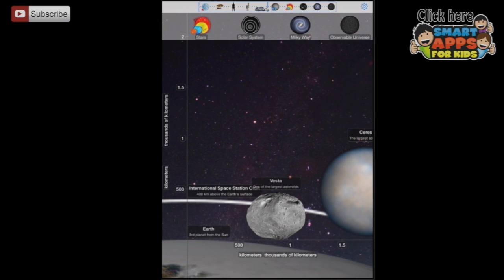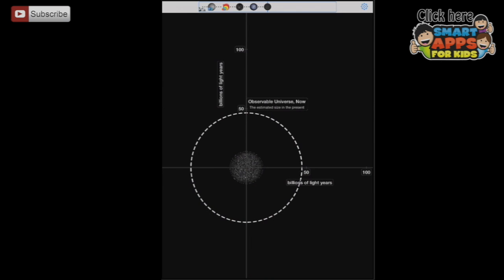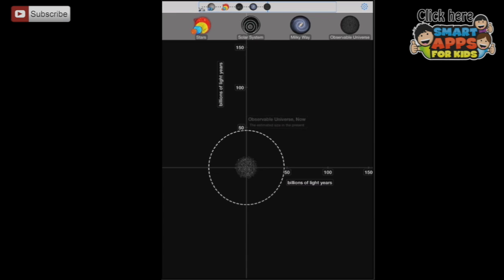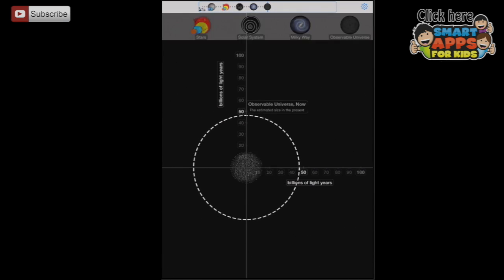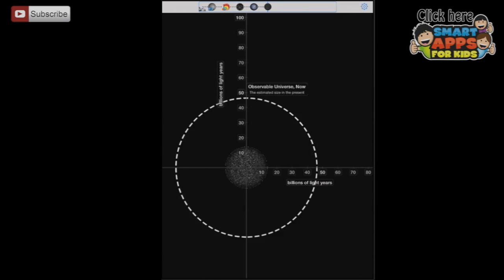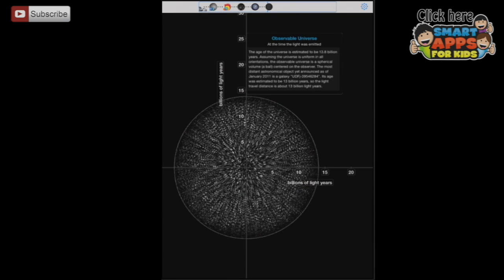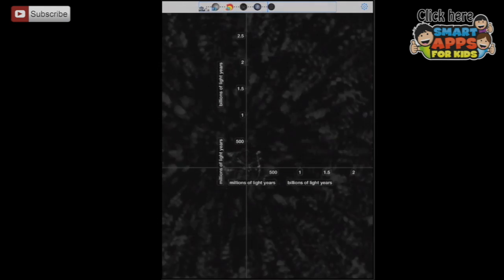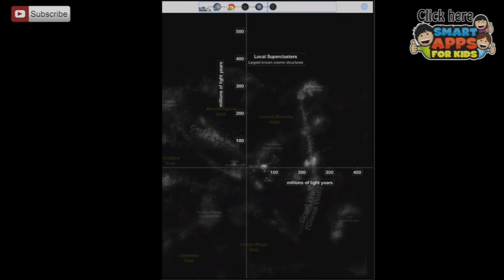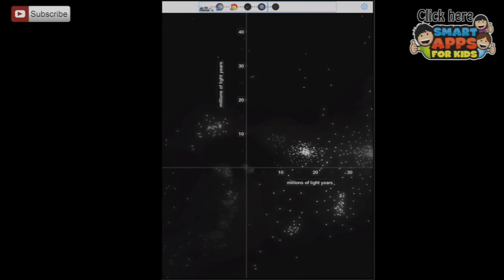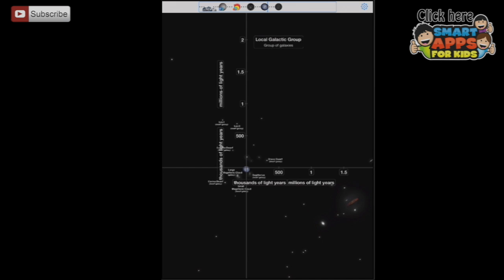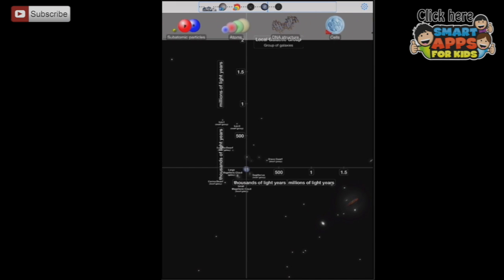All right, let's go back and let's go out. Let's make us feel really small. Let's go out into the observable universe. All right, even the sound effect makes me feel small. All right, here we go. Let's pull our finger out. The estimated size in the present now, billions of light years. Observable universe at the time the light was emitted. That's okay, we're scrolling in. Look, superclusters. Okay, I'm feeling way too small, so I'm going to go back down.